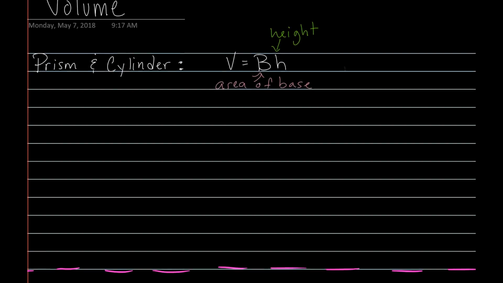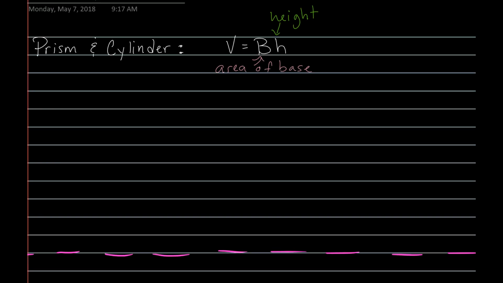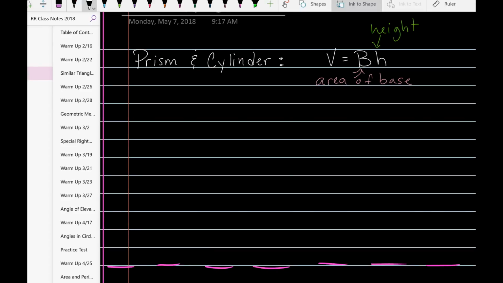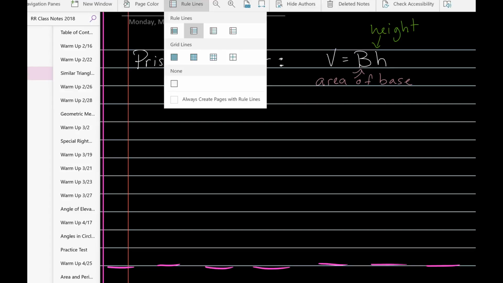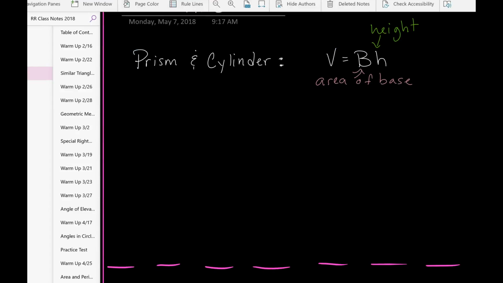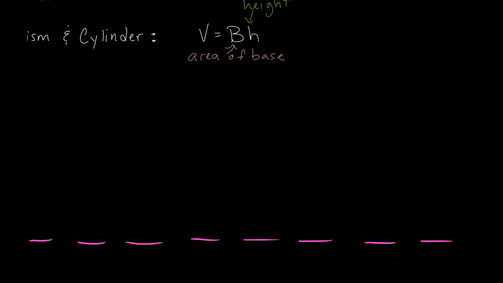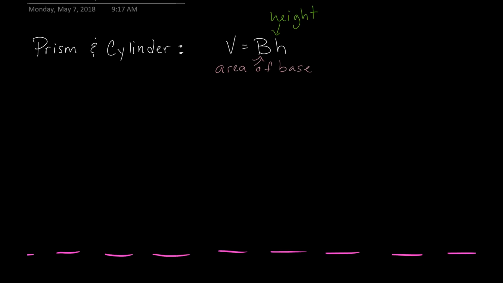So let's do an example for finding volume. Which one would we rather do, prism or cylinder? Prism? All right, let's draw a prism then. So how do we draw a prism again? Two squares with the... That's better, right? All right, so we're going to draw a prism.